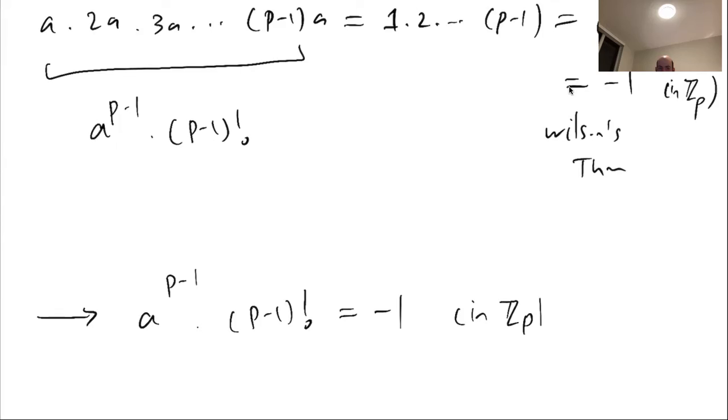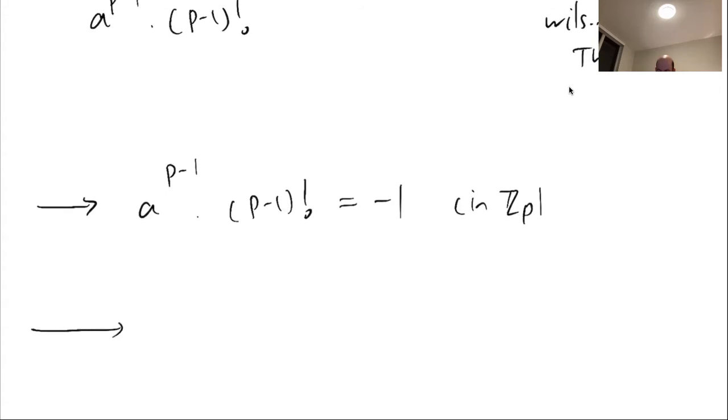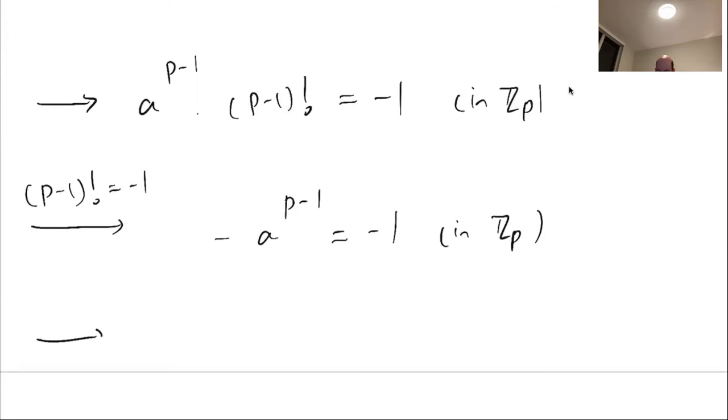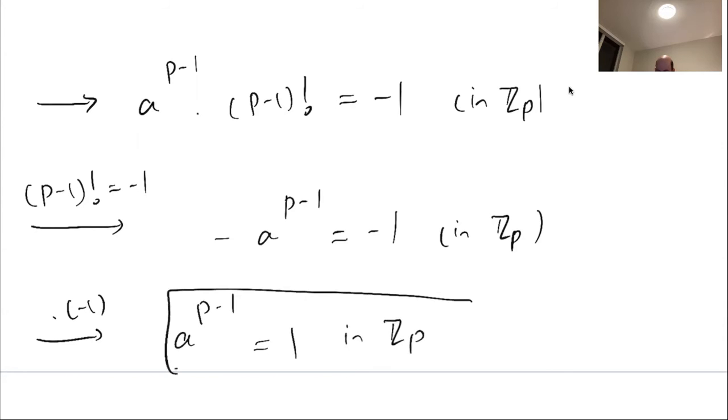The right side was -1, right? And again, p minus 1 factorial is -1. So I can say minus a to power p minus 1 equals -1 in Zp. And I can multiply both sides by -1. I'll get a to power p minus 1 equals 1 in Zp, which is what I needed.